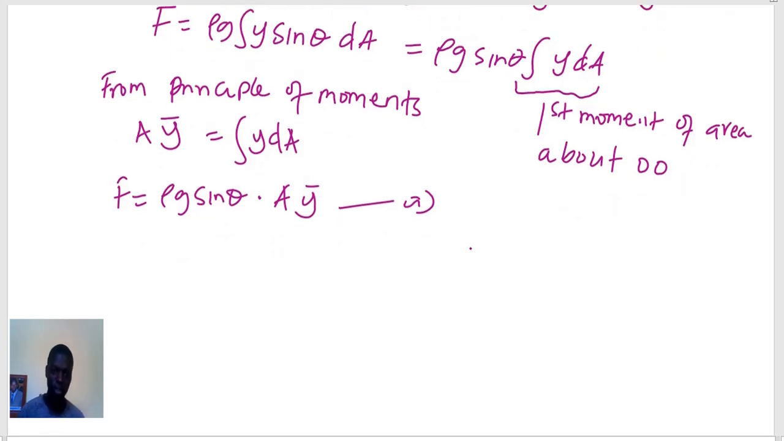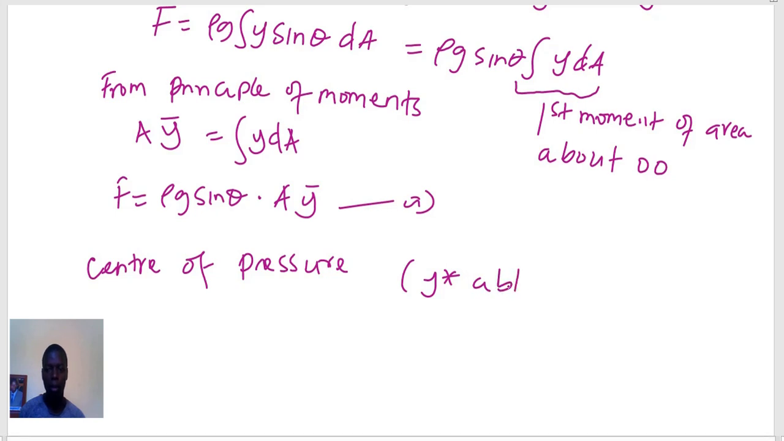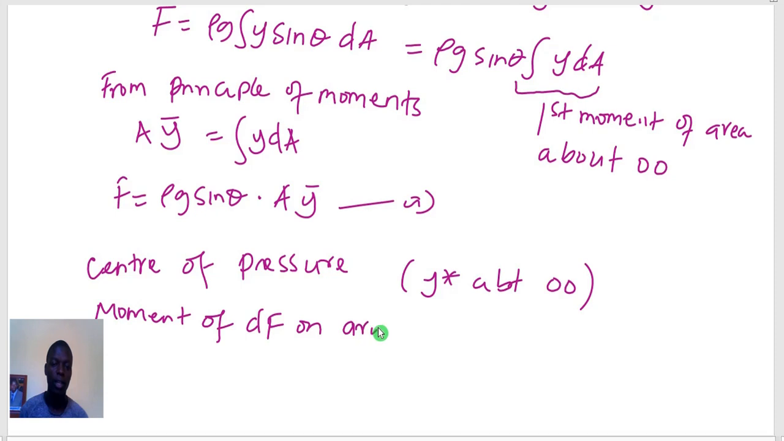This is the hydrostatic force that acts on the body, and it acts at a distance y star from the line OO that cuts the free surface. For the center of pressure y star about OO, we have to look for the moments of this force about OO, and we also get the moments of the several forces on the area strips about OO. So let us find the moment of dF on area strips.